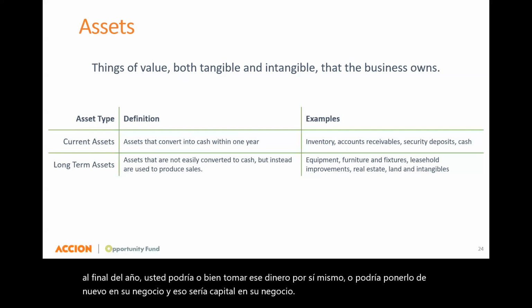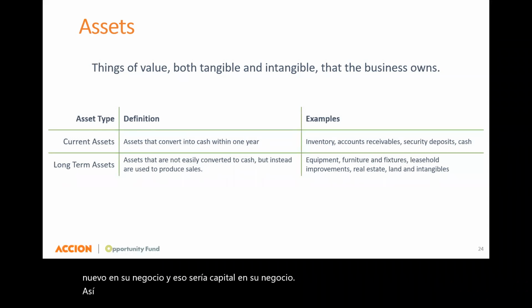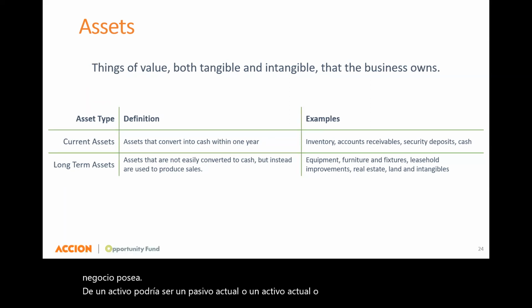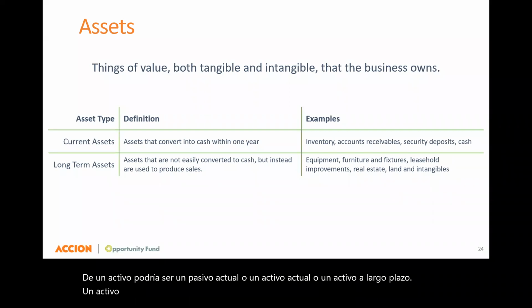So assets are anything of value. It could be both tangible and intangible that the business owns. An asset could be either a current asset or a long-term asset. A current asset is anything that you could turn into cash within a year. Examples will be your inventory, your accounts receivable.